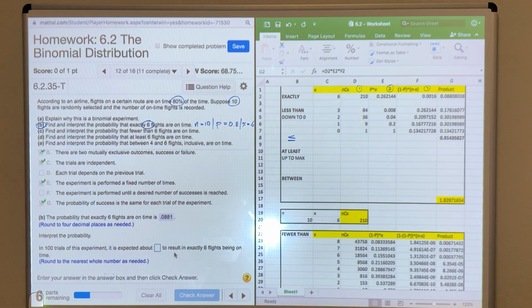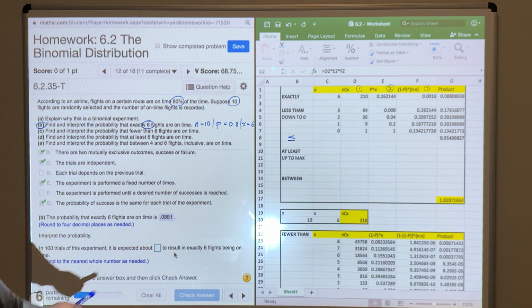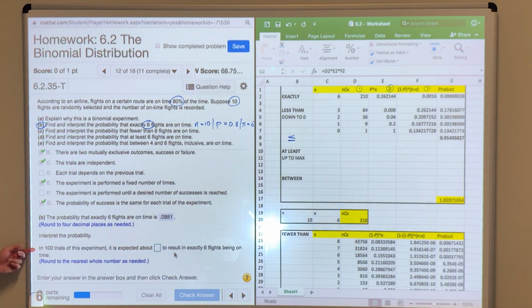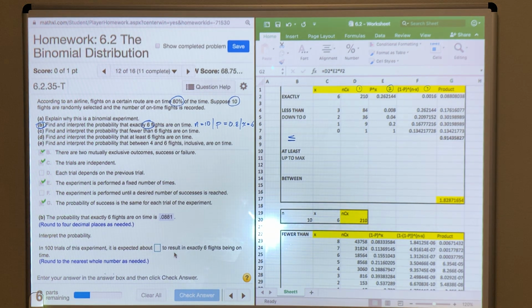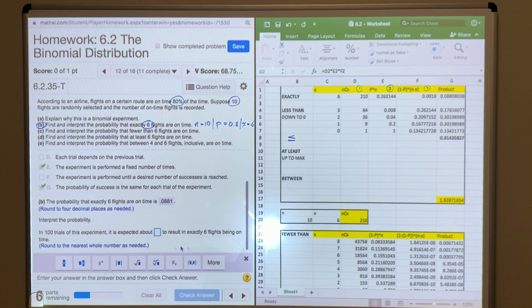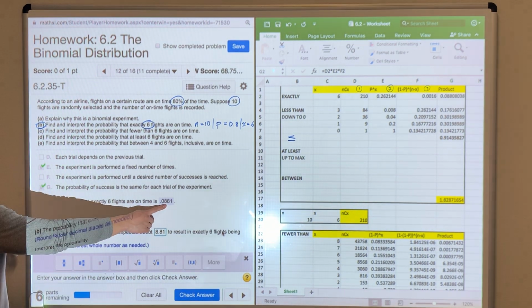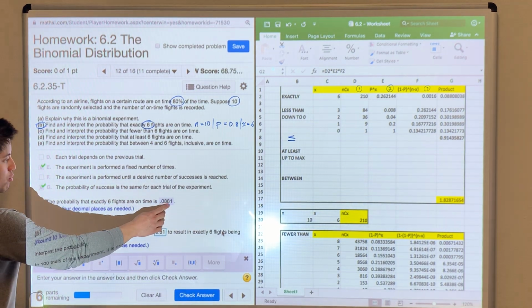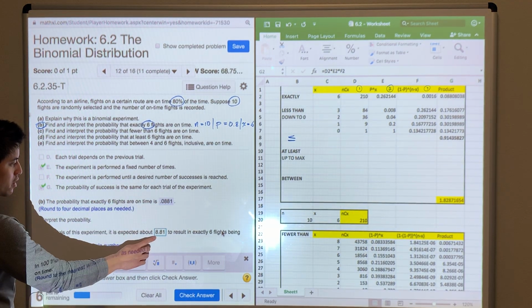Now, the other part of part B asks us to interpret it. In 100 trials of this experiment, about how many are expected to result in exactly 6 on-time flights? Well, if the probability is 0.0881, and I do 100 trials, then all I have to do is multiply 0.0881 by 100. In other words, I move the decimal point 2 places to the right, 8.81.